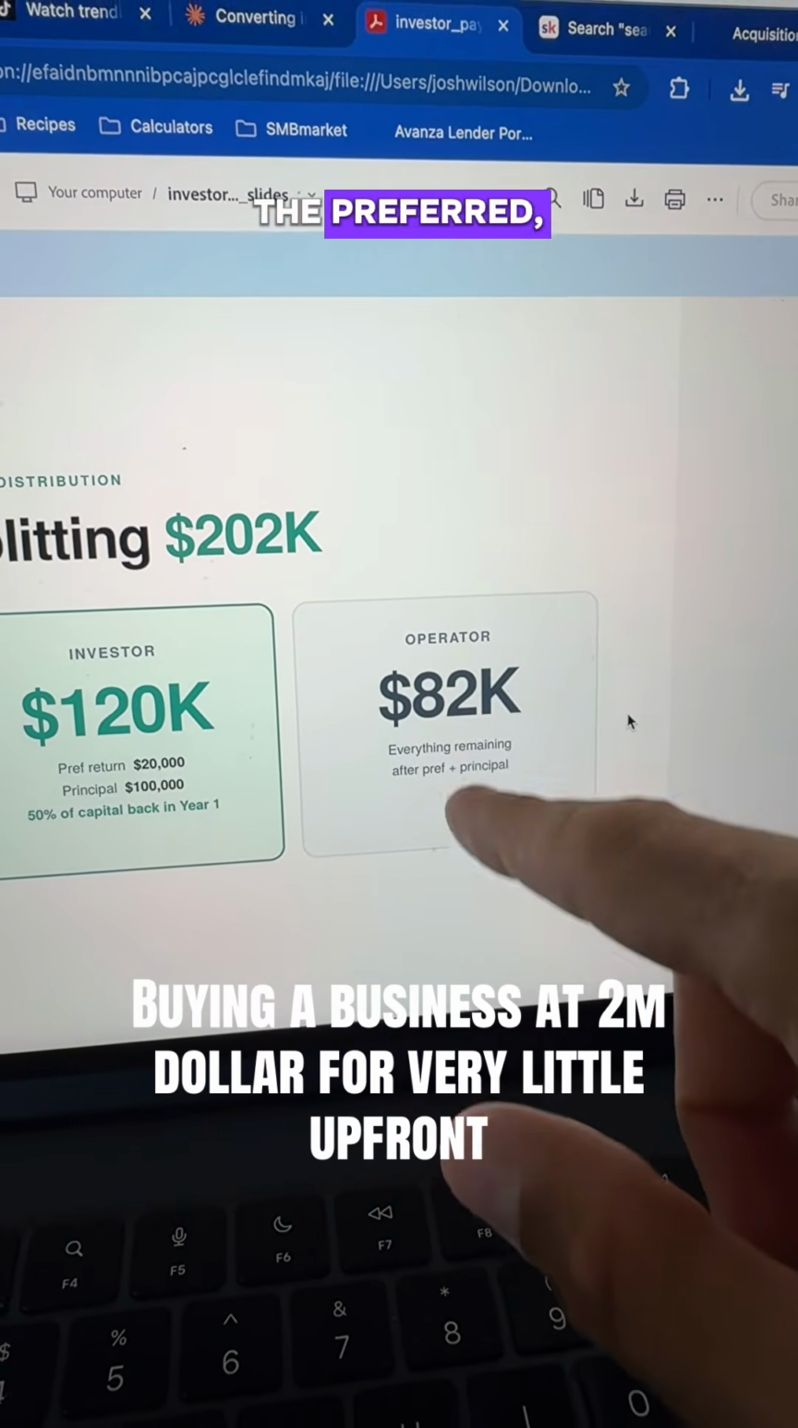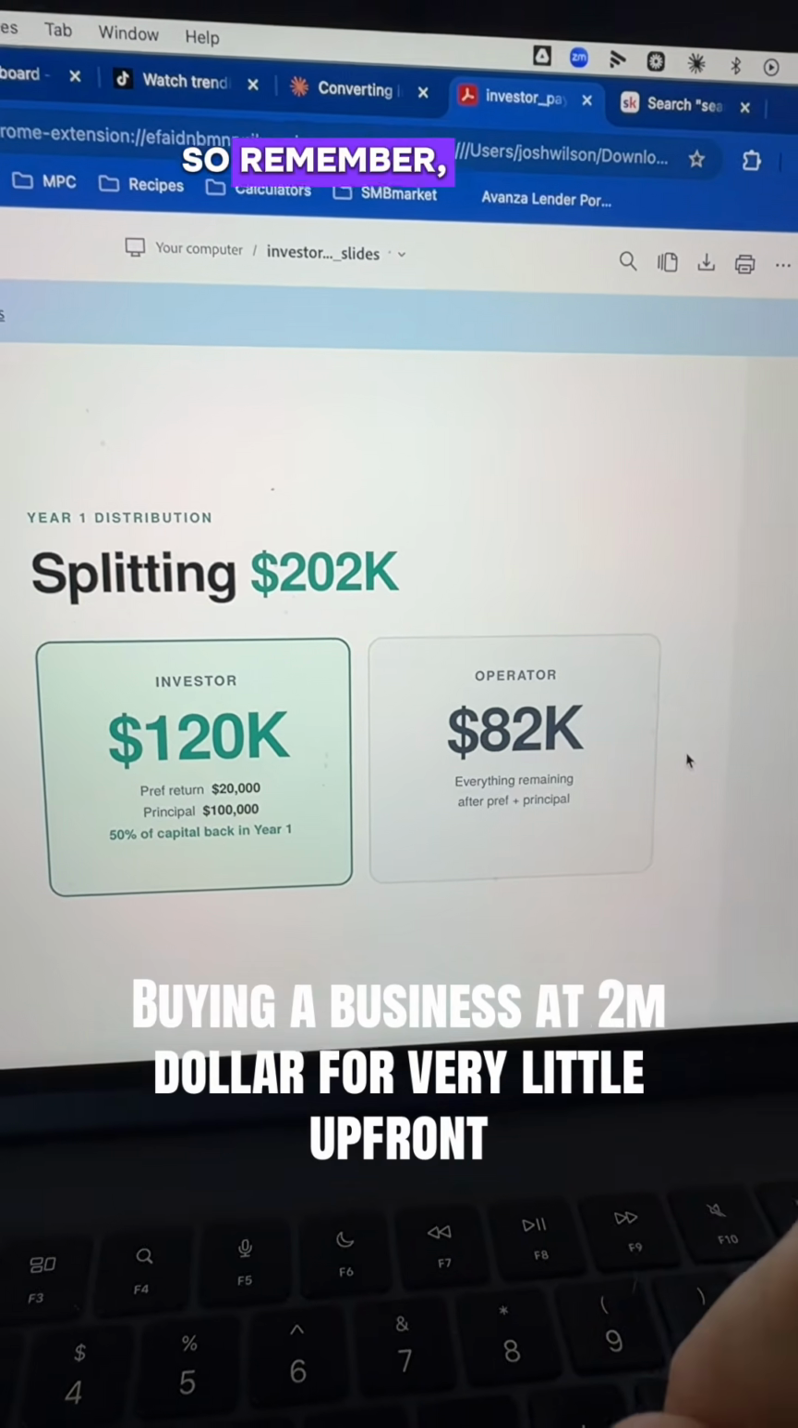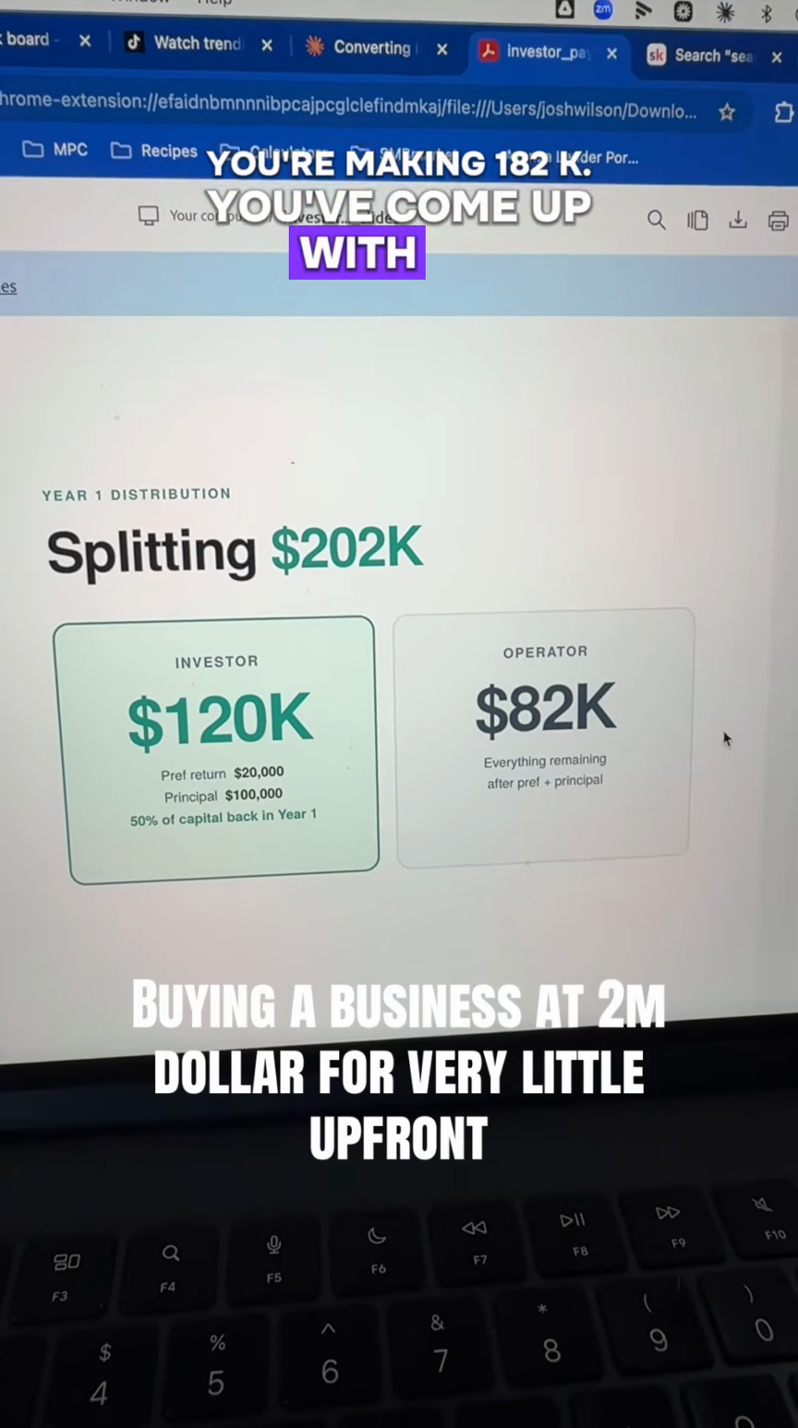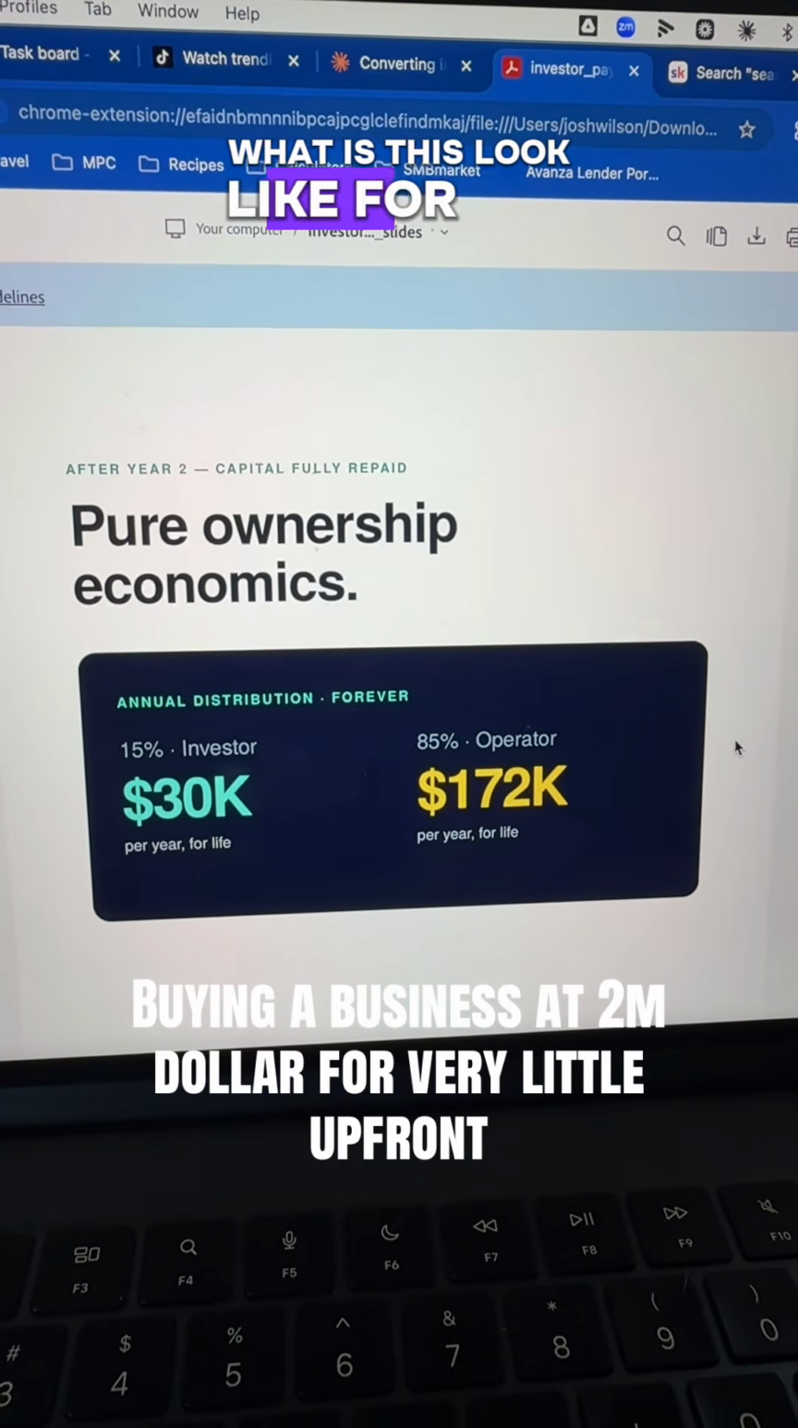The next thing is what you're going to give the operator. Everything remaining after the preferred plus the principal can go back to you. So remember, you can pay yourself $100K plus the $82K. You're making $182K. You've come up with no money so far. What does this look like for the rest of it?